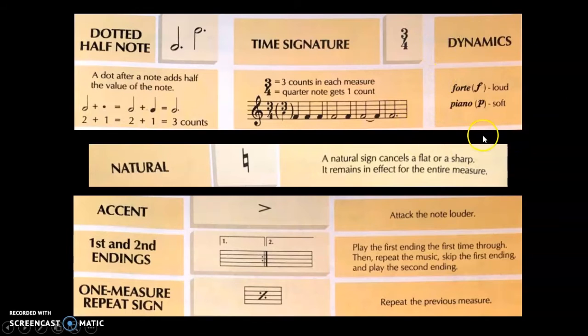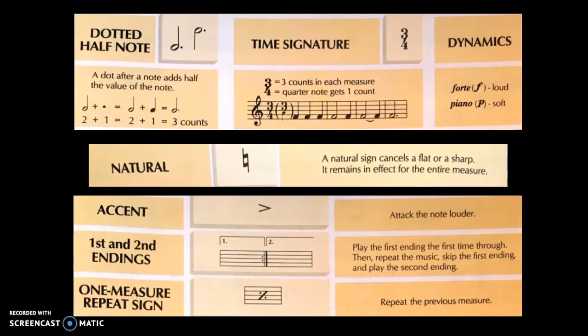Dynamics tell us how loud or soft to play. Remember, we know what forte and piano mean. Forte is loud, piano is soft. Natural. This is an accidental, and it's called a natural sign. And it cancels out flats or sharps in our key signature. And it remains in effect for that measure only.